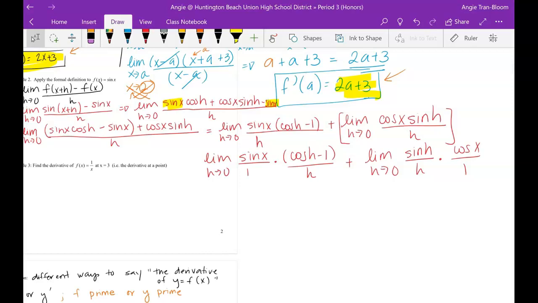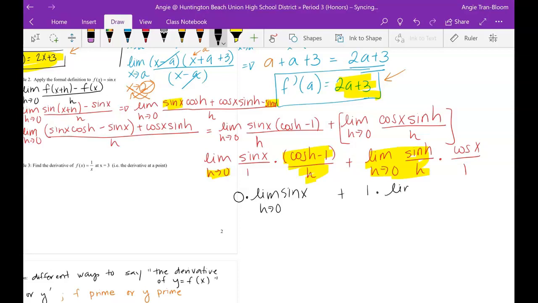So what's happening? As h approaches 0, remember, this is one of the properties you were supposed to know. That property is that as h approaches 0, this one is 0, and you're supposed to know this. This one over here is 1. So I have 0 over here, and I still have the limit as h approaches 0 of sine of x. And over here, I now have 1 times the limit as h approaches 0 of cosine of x.